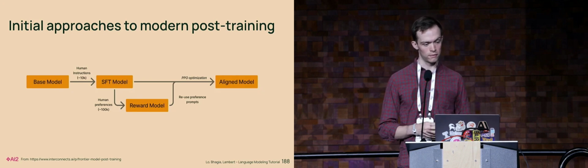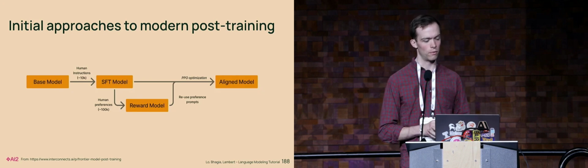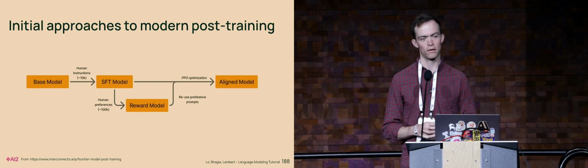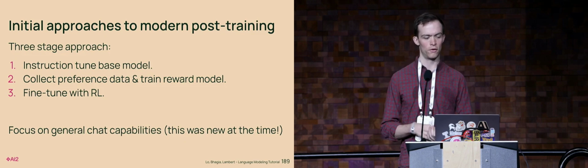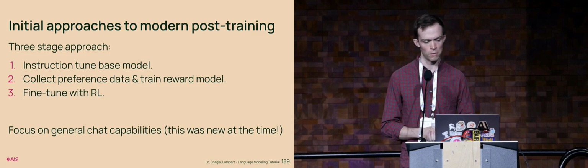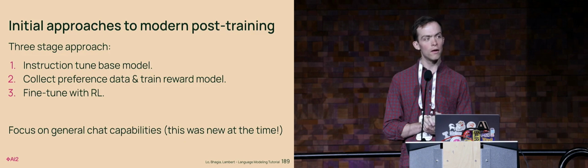This pipeline looks fairly simple. It matches what we've seen in many academic works leading up to ChatGPT. And to summarize, it was this three-stage approach where you instruction tune a model, you collect preferences and train a reward model, and then you fine-tune it with RL.